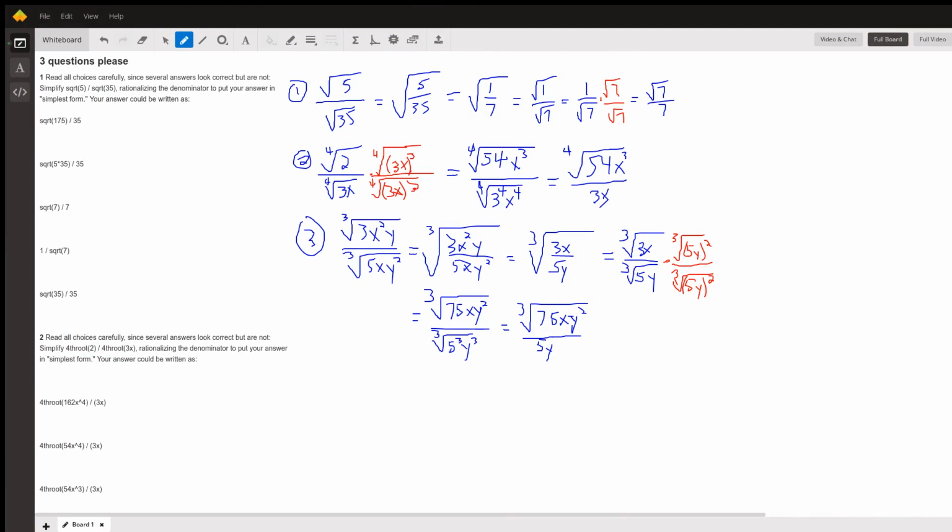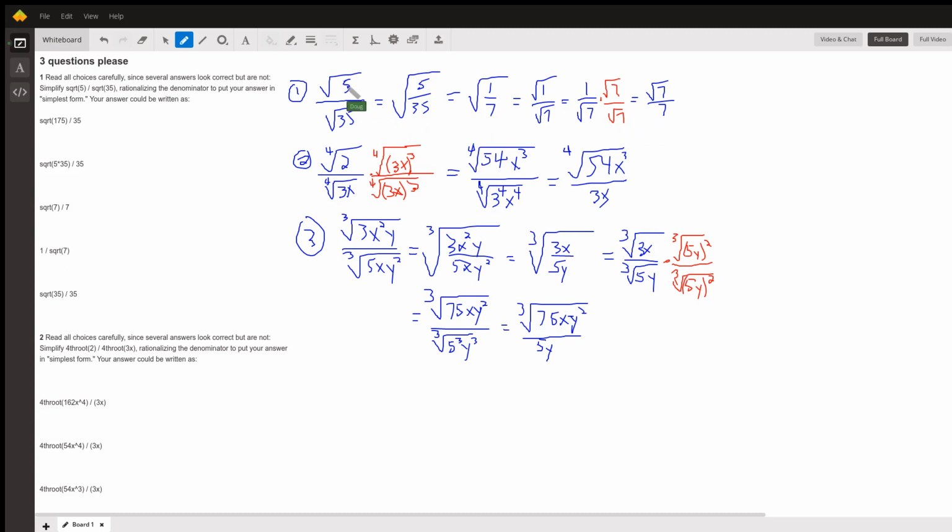These problems that I put up here are done in much more detail than you would normally use to rationalize the denominators, but at least it shows all the steps that you're thinking through as you move from the original form to the final answer.